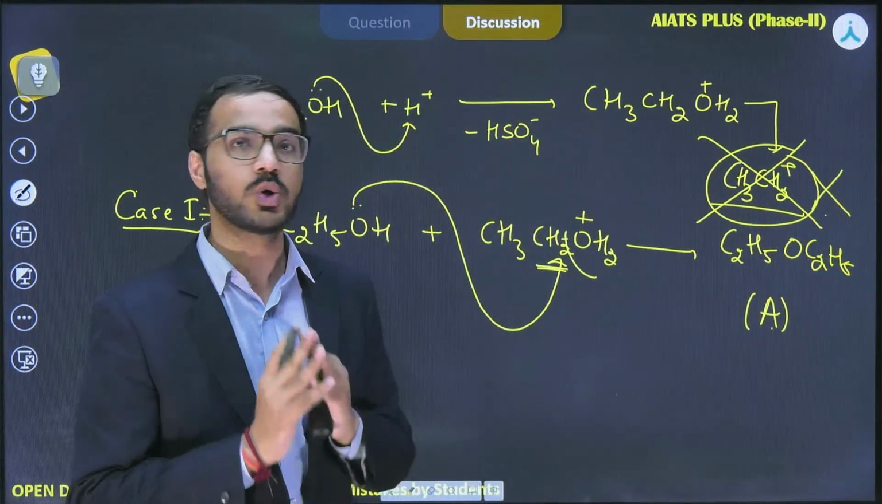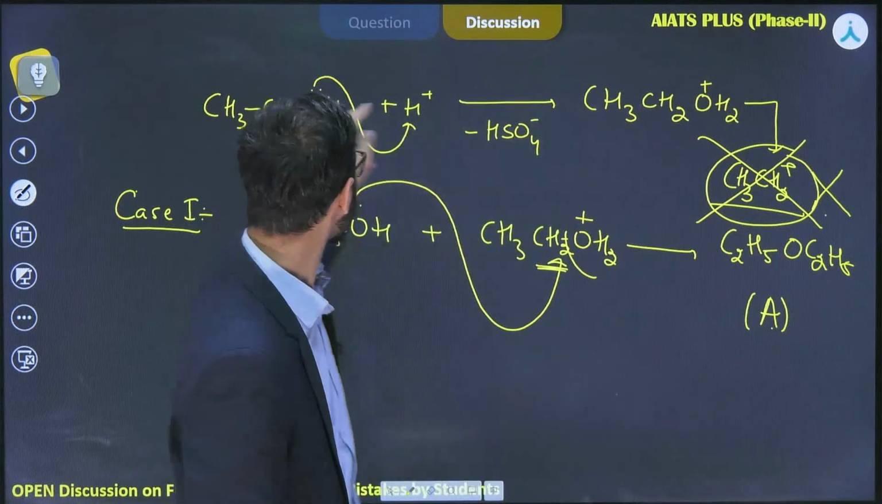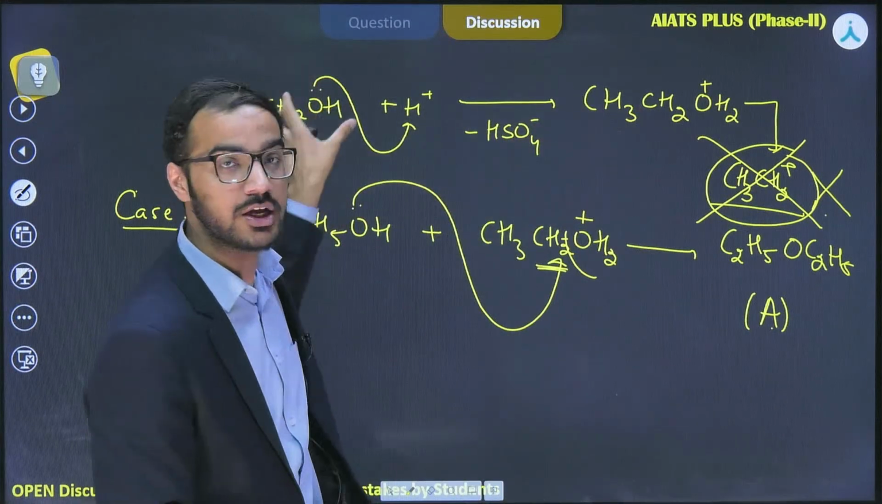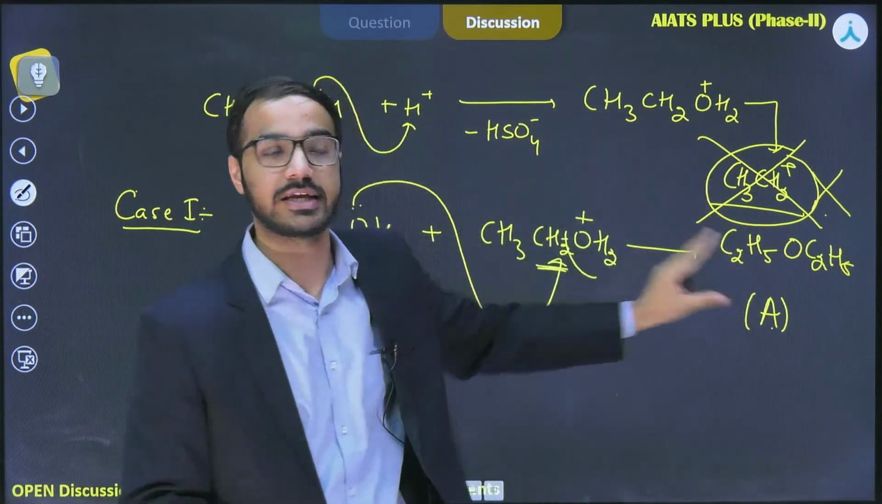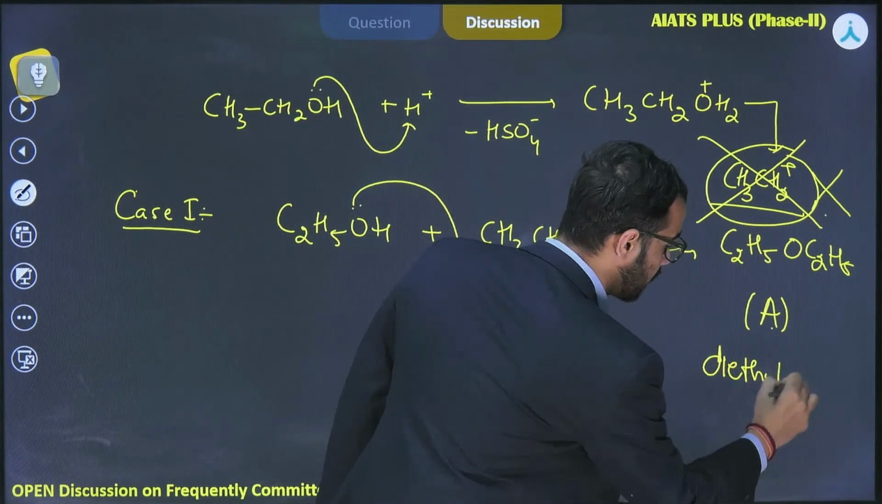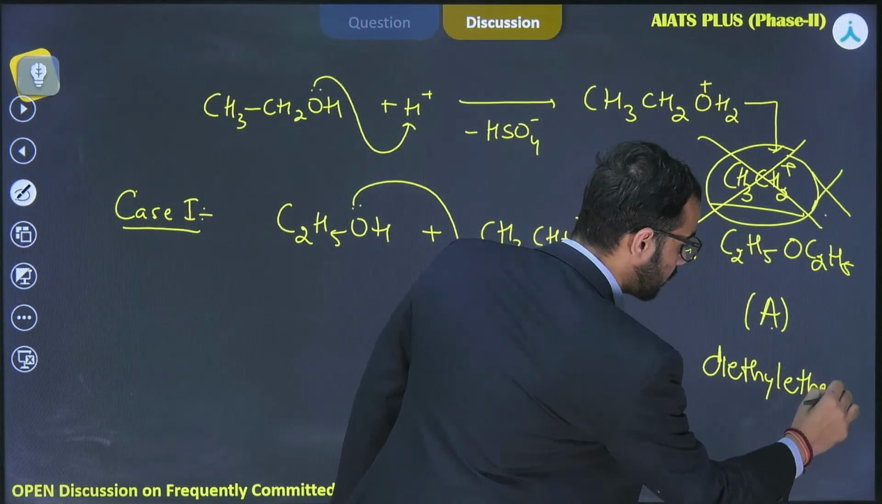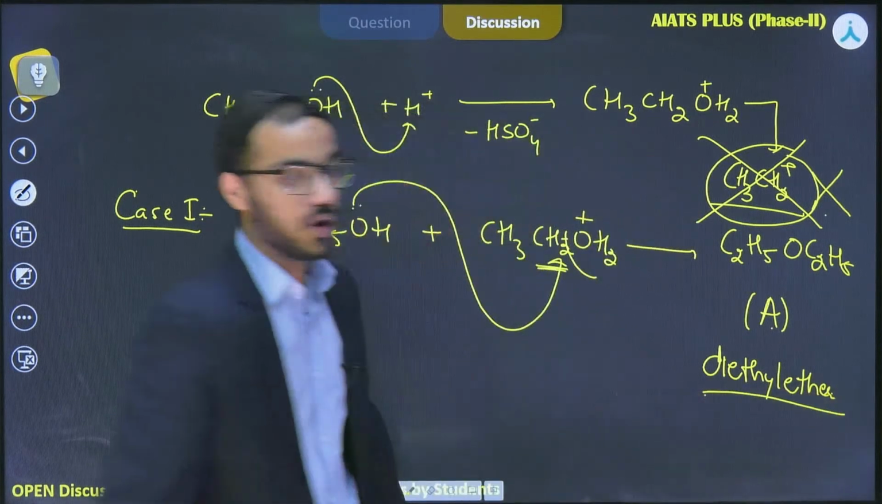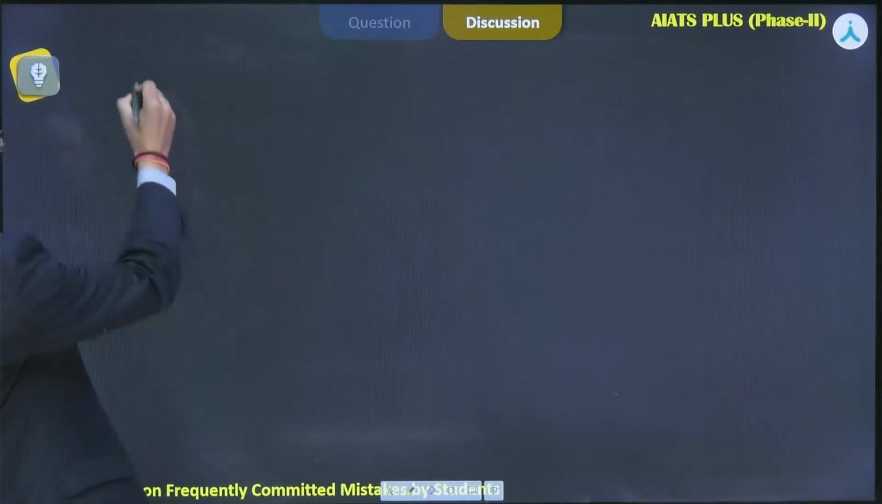So we have only two cases. First, we can attack the OH of ethanol to this, and you will get an ether. We can say that this is diethyl ether. Or in the next case, let us say it's case number 2.